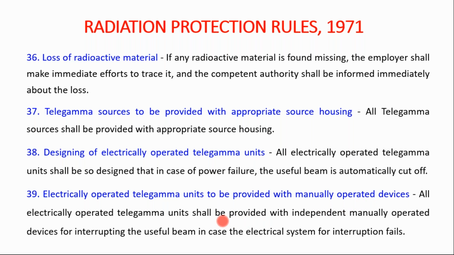Then rule number 39 is related to electrically operated telegamma units to be provided with manually operated devices. So all electrically operated telegamma units shall be provided with independent manually operated devices for interrupting the useful beam in case the electrical system for interruption fails. So we have already discussed that it should be automatically cut off, but if it is not automatically cut off, then you can go for manual operation. So these manual operation facilities are also provided to these electrically operated telegamma units to avoid radiation leakages.